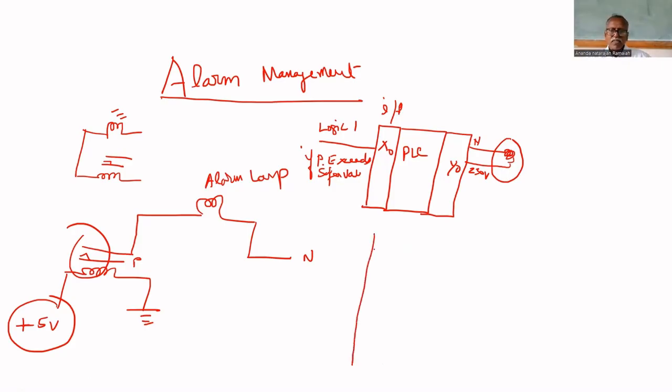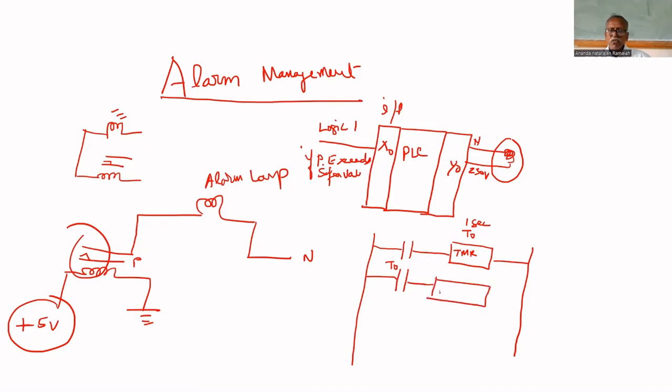For blinking, we have to generate the square wave. For that, we'll use a timer. Timer T0 for 1 second. That is used. The input signal is from the second timer, which is turned on by T0. Another timer, this is also a timer, T1. This timer is T1. This is also for 1 second.